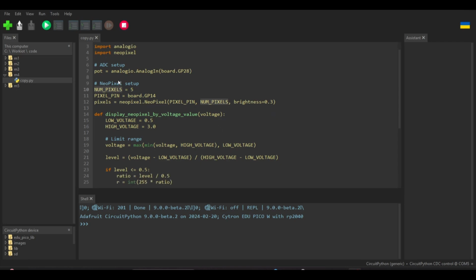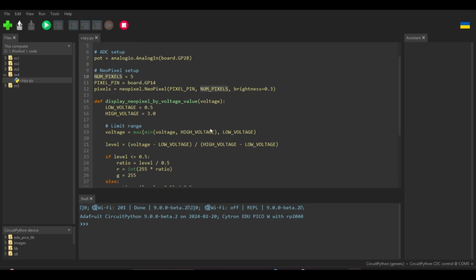The next one is the NeoPixel setup. As we can see, num_pixels equals 5, which means there are 5 LEDs, and pixel_pin equals board.GP14, which is the data pin controlling the NeoPixels. pixels equals neopixel.NeoPixel is to create the NeoPixel object. The last one is brightness equals 0.3, which sets the overall brightness to 30% to avoid being too bright or drawing too much current.